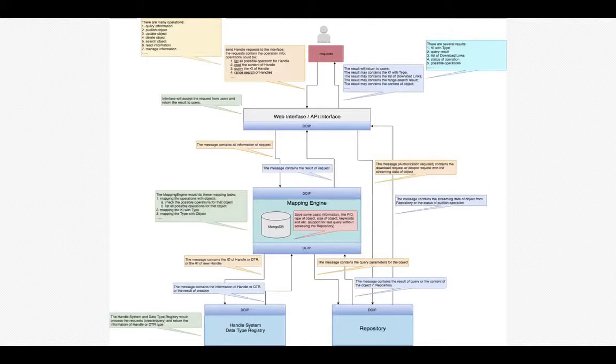You have a user who makes a request based on either some sort of query or a set of persistent identifiers. It interacts with a mapping engine, which maps the repository, talks to the handle system and the data type registry service, and either returns or performs the operation requested by the user. This is still in an early stage of drawing up.